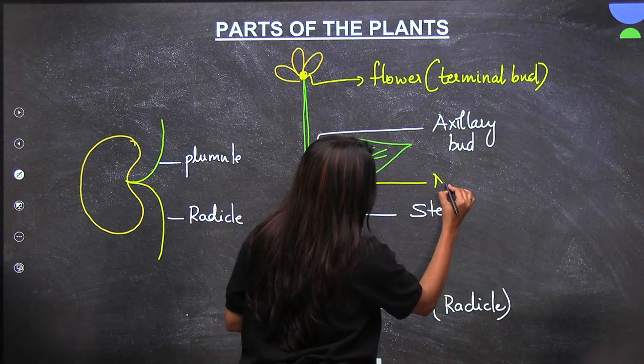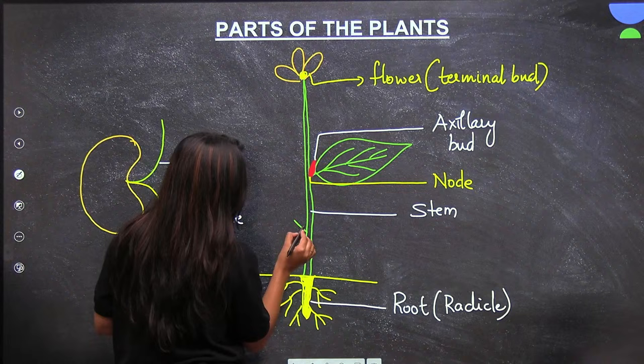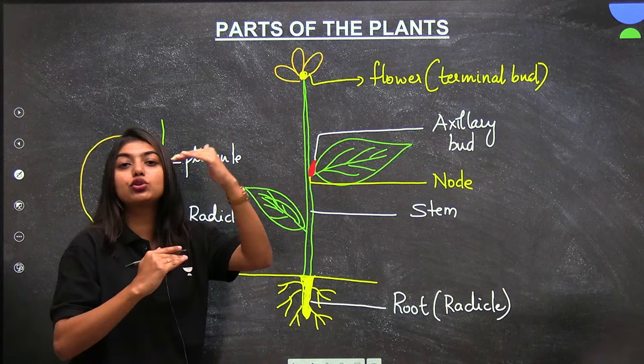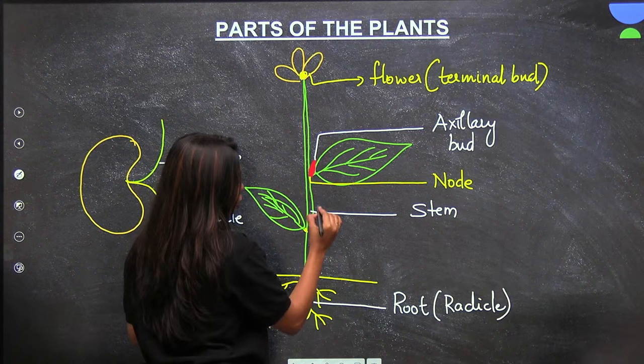And say, I draw one leaf here. The gap or the space from one node to another node is called your internode. So, here we have a node, here we have a node, right? So, this whole portion is called your internode.